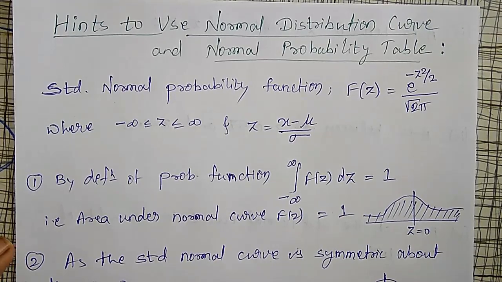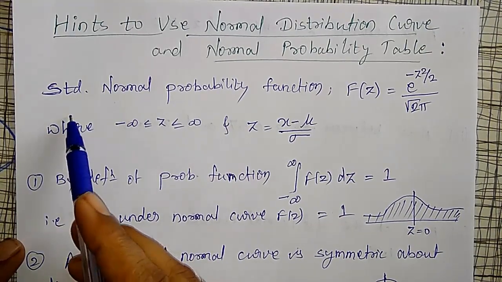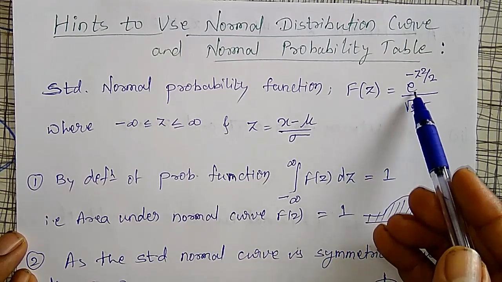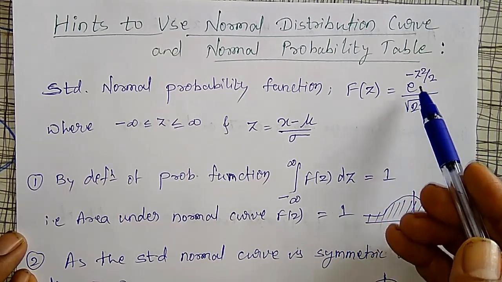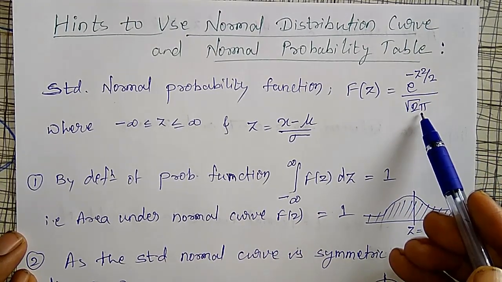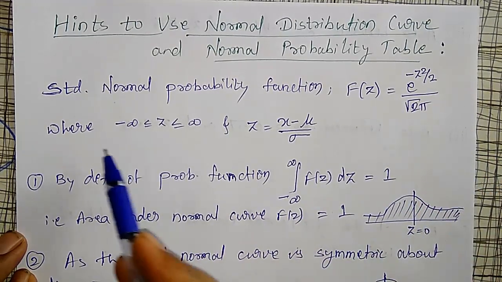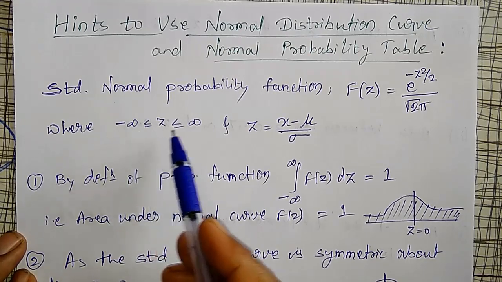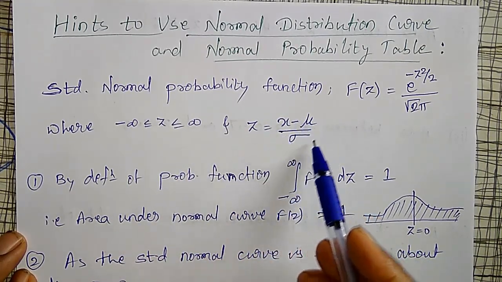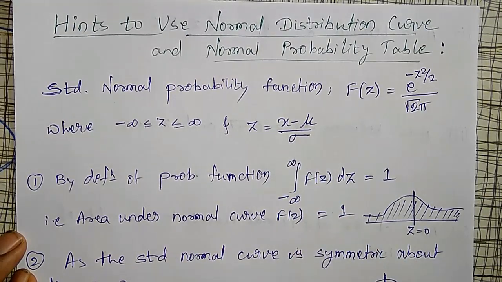Okay, here we know that the standard normal probability function f of z is equal to e to the power minus z square divided by 2, divided by square root of 2 pi, where z is varying from minus infinity to plus infinity, and z I am replacing by x minus mu divided by sigma in the normal distribution curve. We know this.